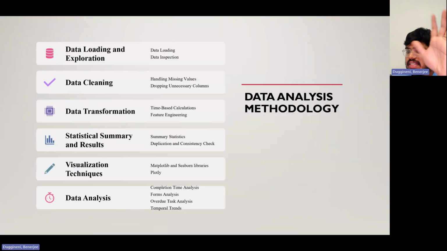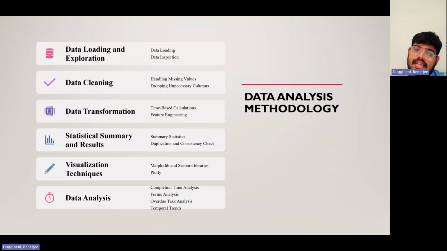First, I collected this data from an open-source project site. After data loading and exploration, I went to data cleaning, checking for missing values and dropping unnecessary columns. Next, I went to data transformation, where I used time-based calculations and feature engineering, all by using Python.